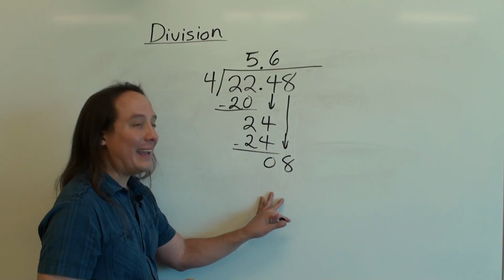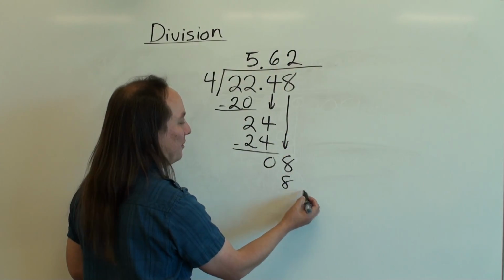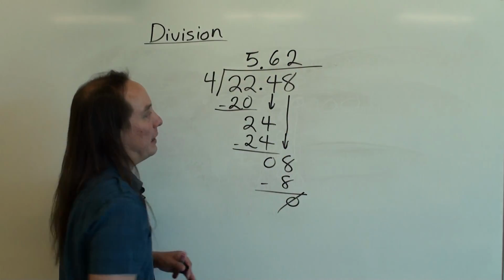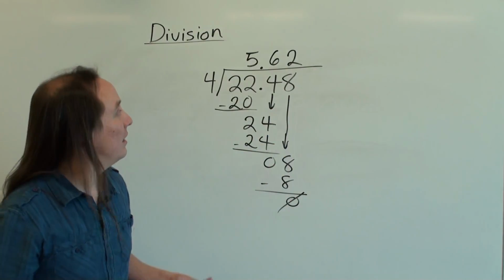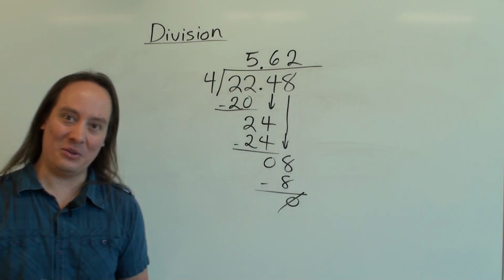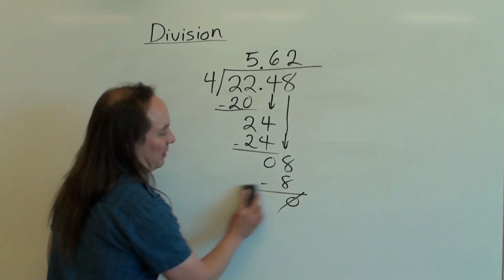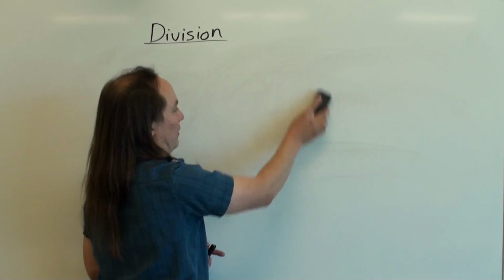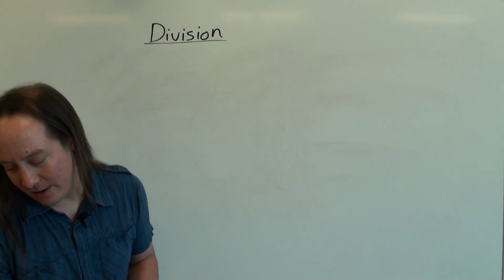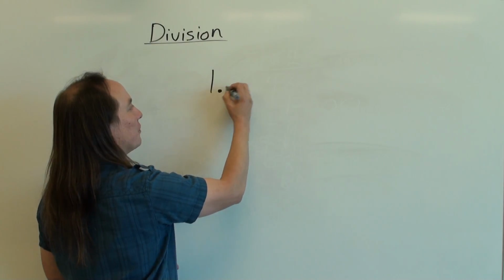And 4 goes into 8. Yeah, 4 goes into 8 2 times. 2 times 4 is 8. No remainder, so I don't need to add zeros to continue. It's finished. All right, so the answer is 5.62. Okay? So that was not too bad, but now watch what the next one's going to be like. And this is probably the hardest kind of division. I don't know if it's hard, but it's where sometimes we get mixed up with the rules a little bit.